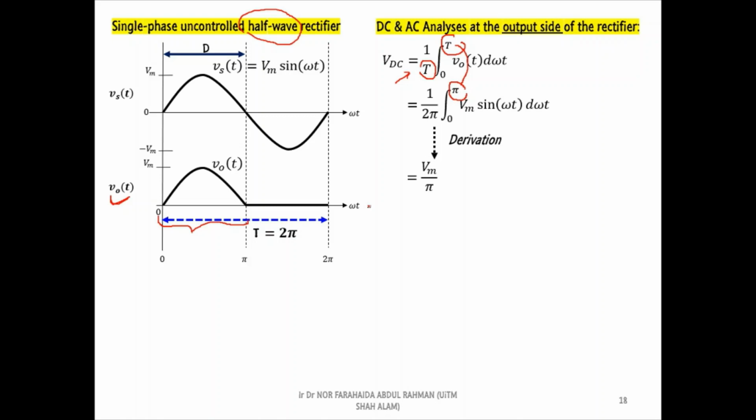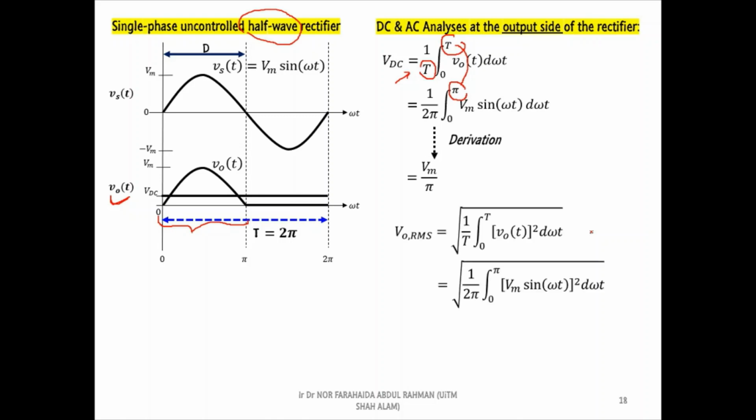Next, we can sketch the waveform of the average output voltage as follows. To find the RMS output voltage, we can use this general equation. Based on the final equation, we can see that the RMS output voltage of this rectifier is equal to half of the peak amplitude of the output voltage waveform. Thus, we can sketch the waveform as follows.